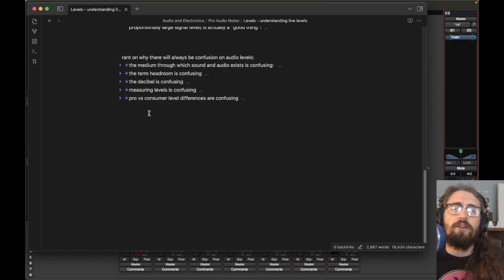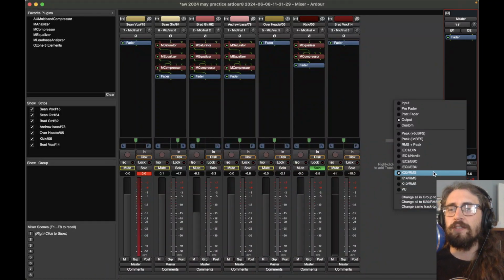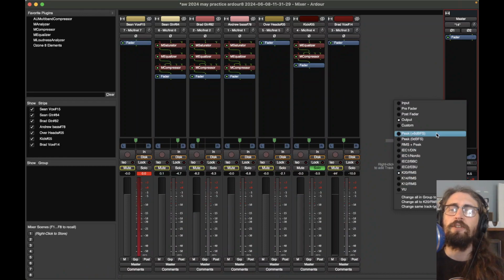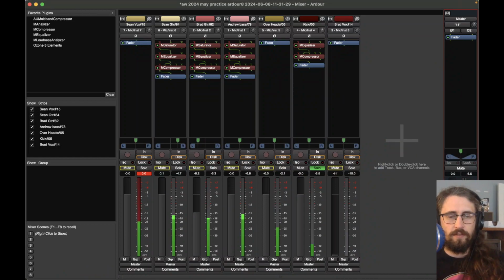There's my rant. I don't have any conclusions or anything like that, but now when we go over here and see all these options for the meter, I think we have a little bit of appreciation for the madness that's happening here. Notably here we have an RMS plus peak meter. I actually kind of like this.